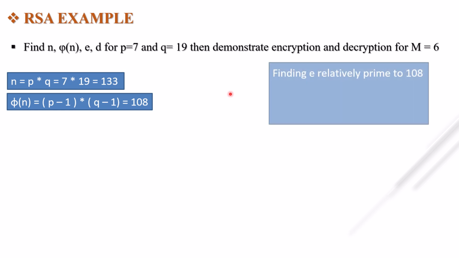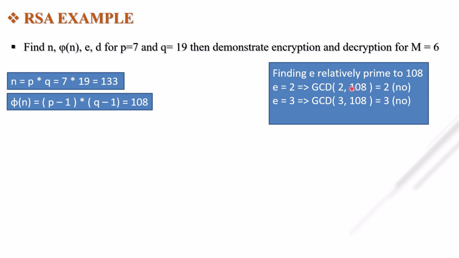So, finding relatively prime. चलो हम रिलेटिव प्राइम चेक कर लेते हैं. पहले 2 और 108 का कॉमन फैक्टर फाइंड आउट करेंगे और हम GCD फाइंड आउट करेंगे. 2 और 108 का GCD क्या आ रहा है? 2. The common factor is 2, not 1. So we cannot select 2. Next, if we select 3 as the value of E, then what is the common factor of E and 108? 3. Okay, now select 4.